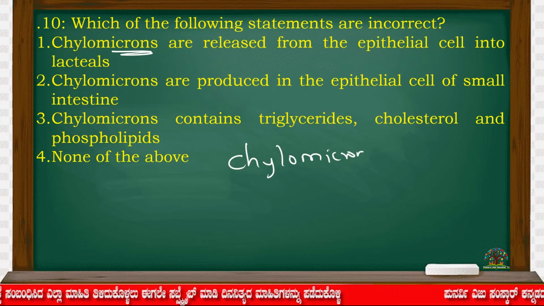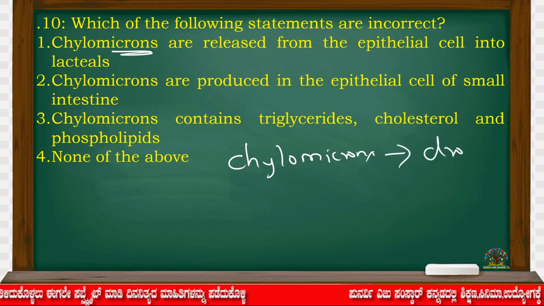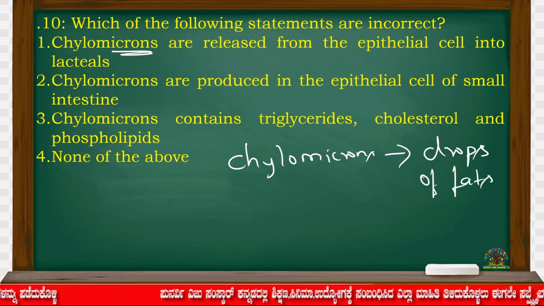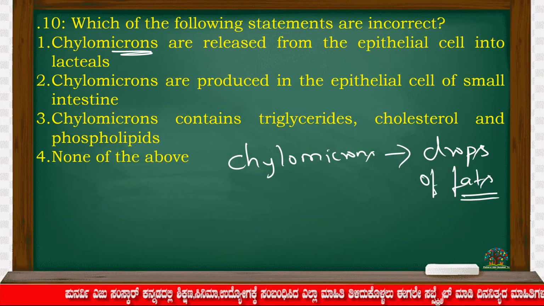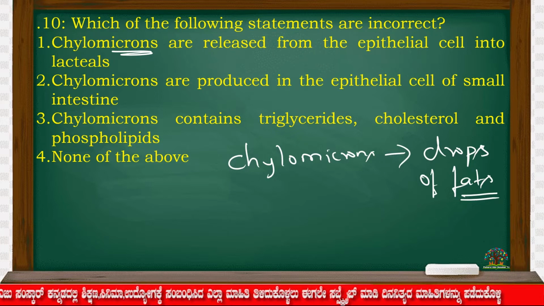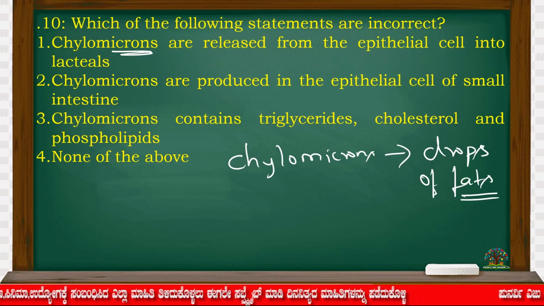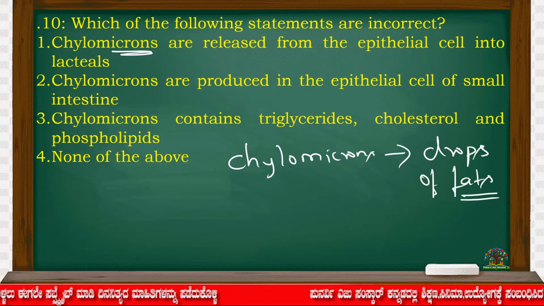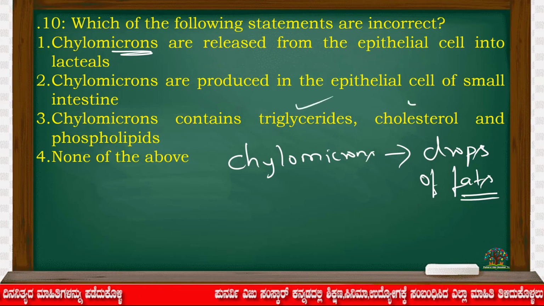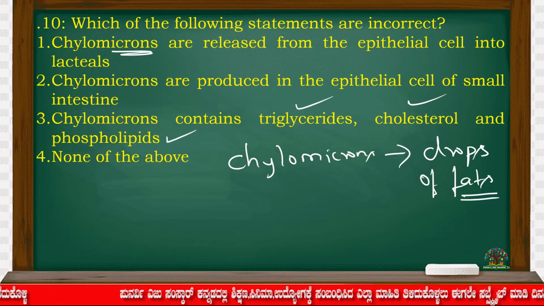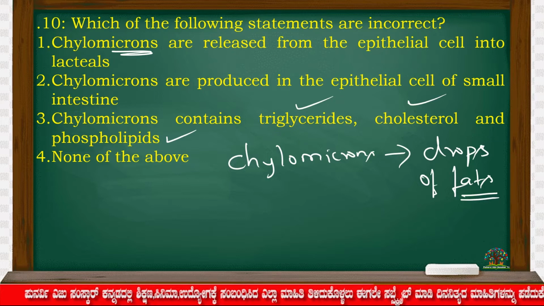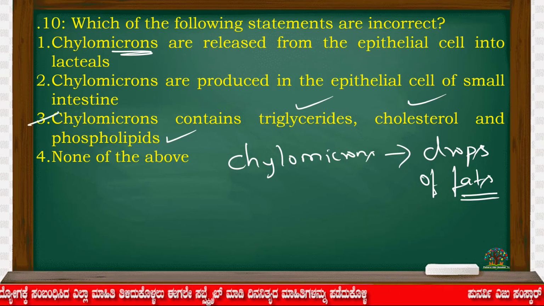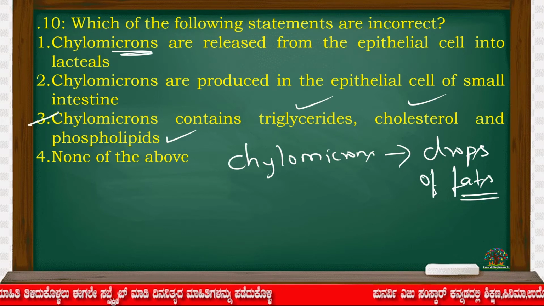Chylomicrons are nothing but simple drops of fat. They are the droplets of fats. When we hear the word fats, they are made up of triglycerides, cholesterol and phospholipids. They are one and the other form of the fats. So option number 3 is definitely a correct statement, which means chylomicrons contain triglycerides, cholesterol and phospholipids.